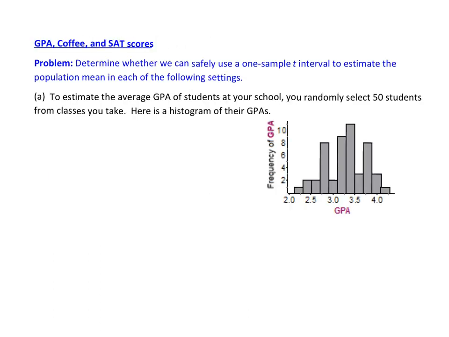Here's 3 of them to think through. Would you use a normal curve in this setting? This is kind of a no-brainer. Sample size is 50, which is bigger than 30, right? We've known that for a while, that we'd feel great doing a t interval with that data.